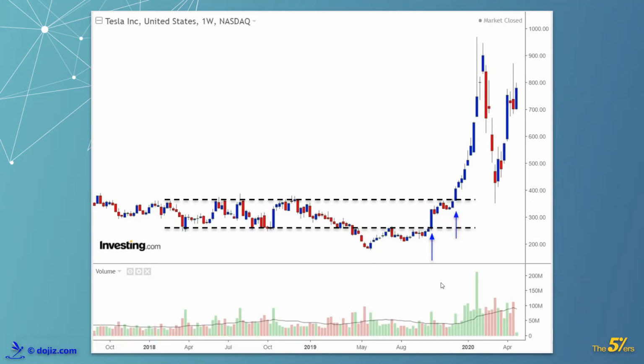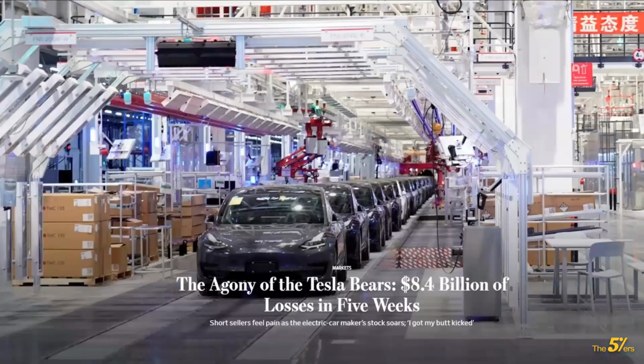And when the losses of the short sellers started getting too big to hold on to, they closed their short trades. And what happens when massive short trades are being closed at once? Of course, they're fueling the buying momentum. And this is exactly what happened with Tesla. It shot up from around $400 to almost $1,000 in just a few weeks. And it was written about everywhere in the newspapers, about the agony of the Tesla bears that lost $8.4 billion in 5 weeks. So of course, this is also hedge funds and lots of professional traders.